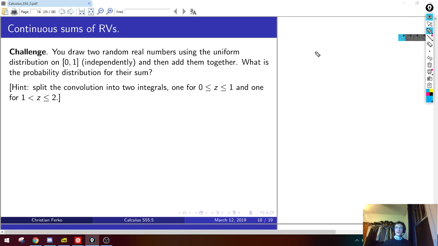So now I say we draw two random real numbers that are equally likely to be any number between 0 and 1. So it's basically some function. This probability is f of x, which is basically 1 or 0, where it's 1 if the number x is between 0 and 1, and 0 otherwise. So anyway, I draw two random numbers that are between 0 and 1, with all numbers equally likely, and I add them together. So I'll ask you, what is the probability distribution for their sum? Or in other words, what is the convolution? What do I get when I convolve f with f?